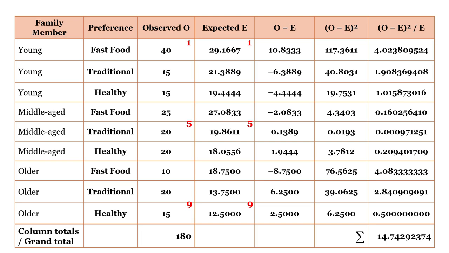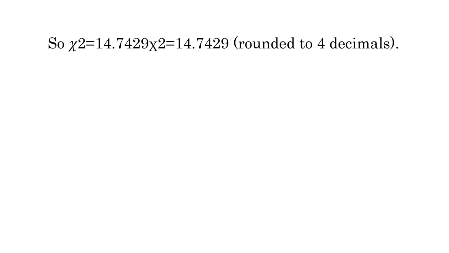Once we obtain (O minus E) squared divided by E for each row, we have to add all the values to find the final total, that is the summation value. Here in this situation, the final summation value of (O minus E) squared divided by E is 14.742. So this final total is our calculated chi-square value.